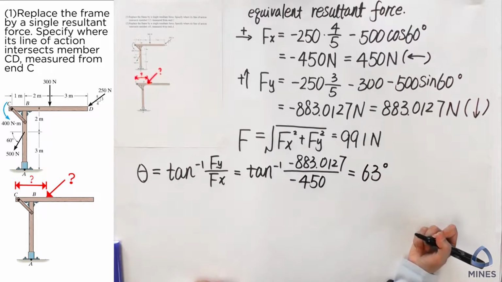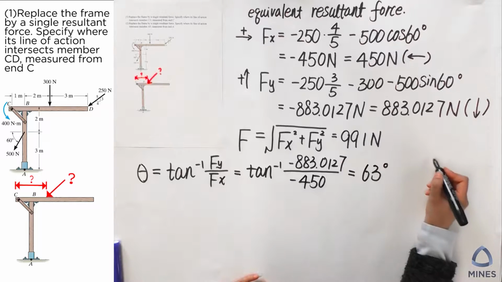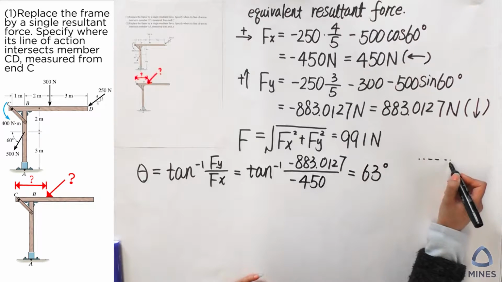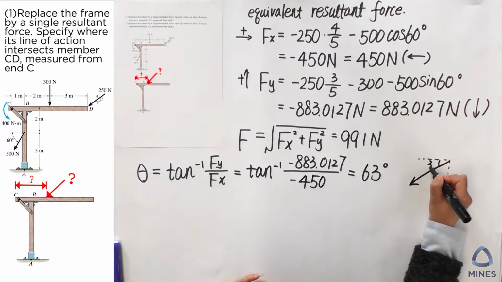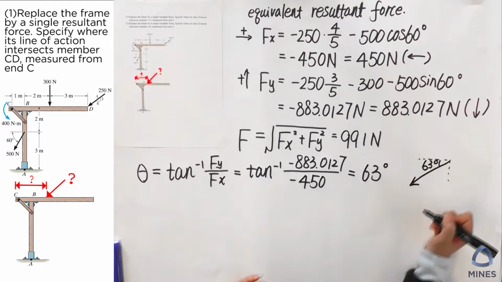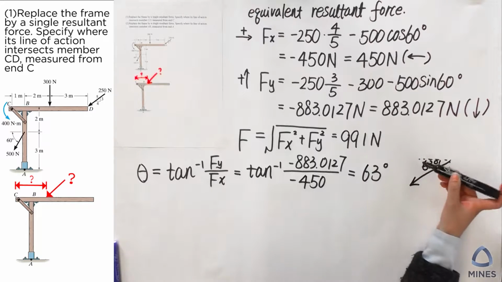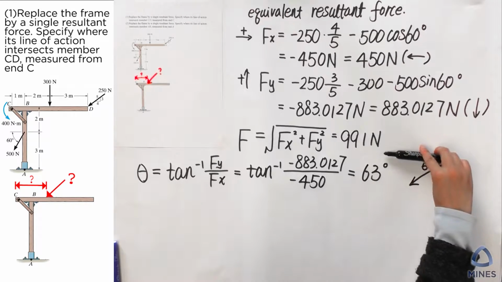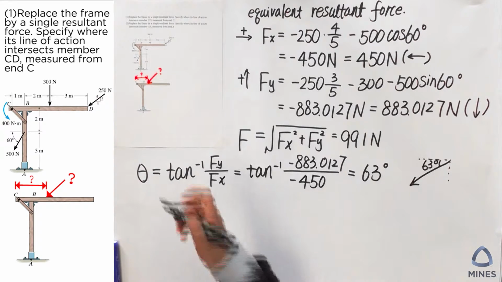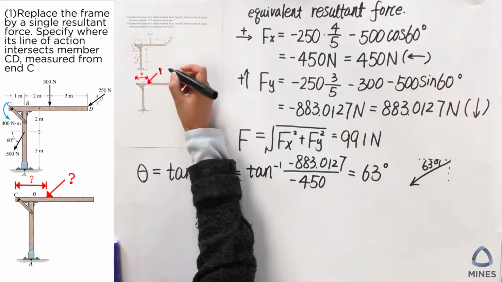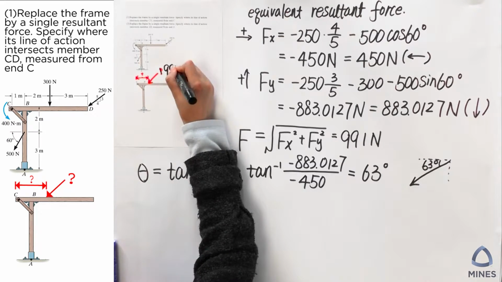So finally, we had 63 degrees. So what does 63 degrees mean? It means that our total resultant force will go this way, and the angle is 63 degrees. Or what you can do is, based on the force components, x components and y components, you can decide the total resultant force direction. So which means we already solved the first question mark, 991 Newton.